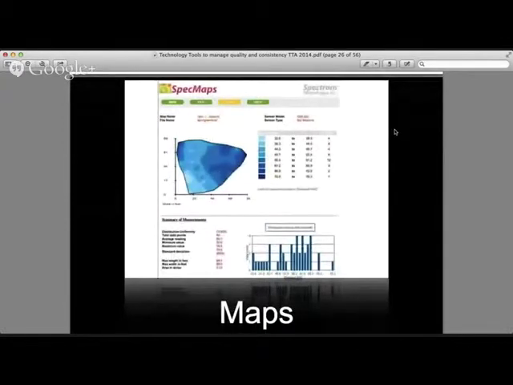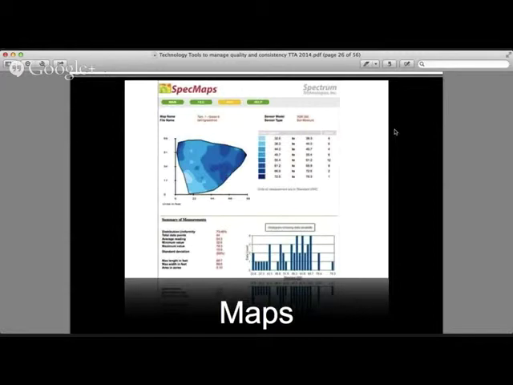So you can see when you take measurements with a unit, you have the ability with some of these technologies, and Spec Maps from Spectrum is a really good example of something that's pretty user friendly, where you can bring the file in and it can create a map of your putting surface and show you where your areas are wet or dry or what have you.